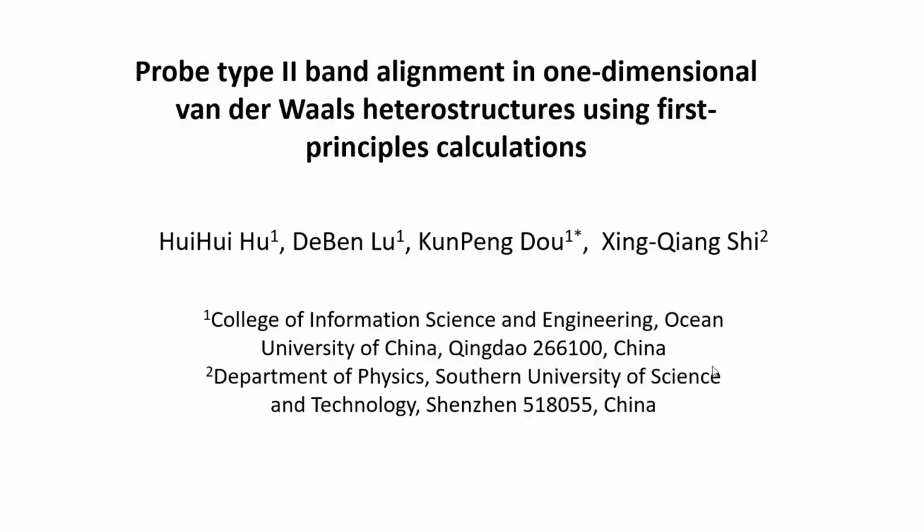This protocol reports the computational screening of photocatalysts with type 2 band alignment by first principles software VASP. Specifically, boron nitride nanoribbons encapsulated inside nanotubes are taken as the example.